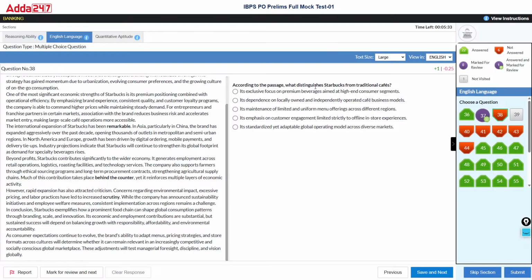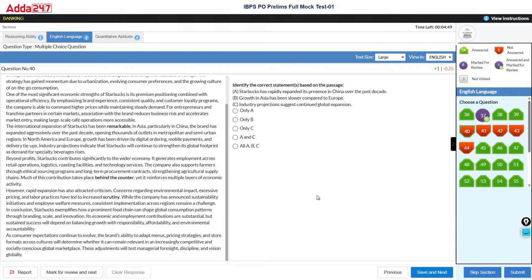According to the passage, what distinguishes Starbucks from traditional cafes? Dependence, no. Maintenance of limited, no. Emphasis on customer engagement, no. Adaptable global operating model. Most appropriate meaning of "behind the counter": activities limited primarily to roles that direct, okay. Immediately visible to customer, services restricted entirely. Informal employment, no. Retail operation concluded outside cafes through external commercial outlets that are not immediately visible. I think this one is most appropriate.